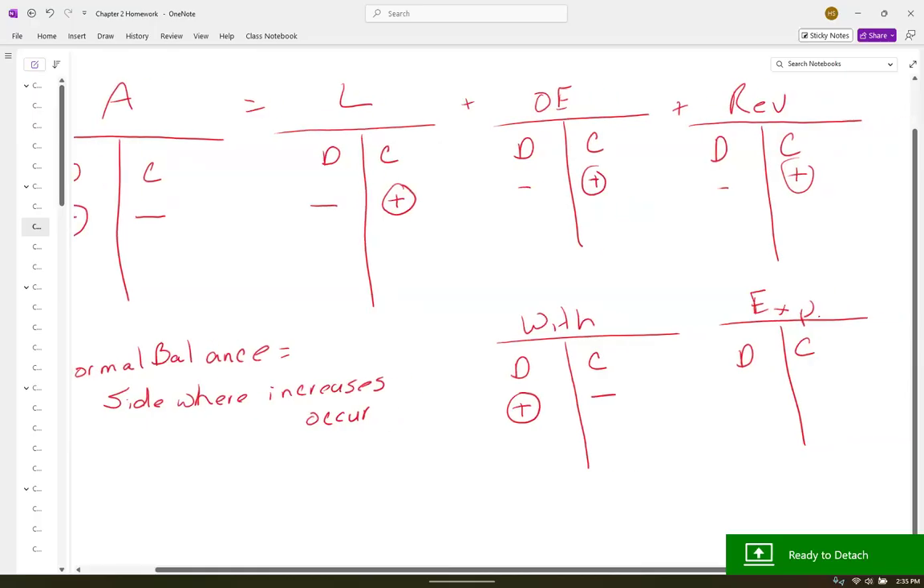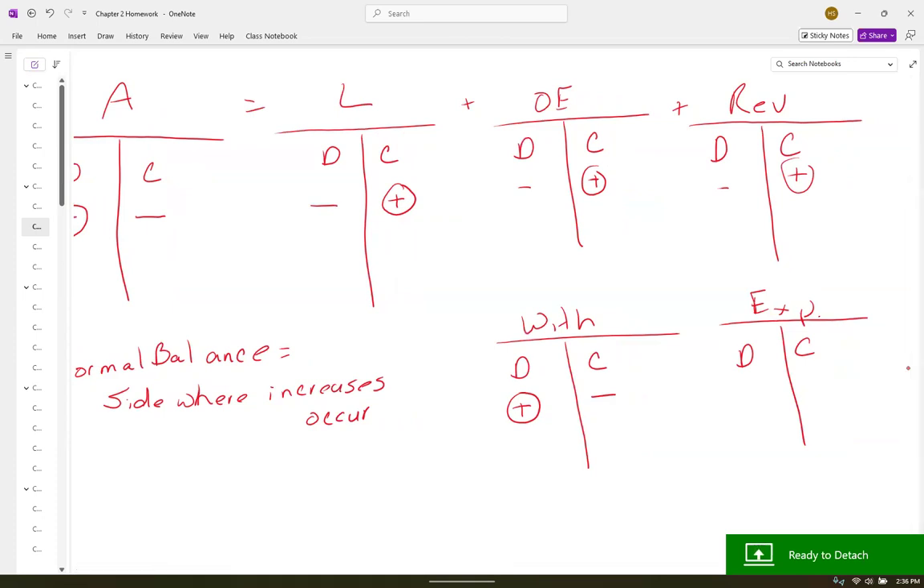Okay. Remember, revenues and expenses have their own statement. And it's the very first one, the income statement. We have revenues at the top, then we subtract all the expenses. So expenses are going to look opposite of the revenues as well.